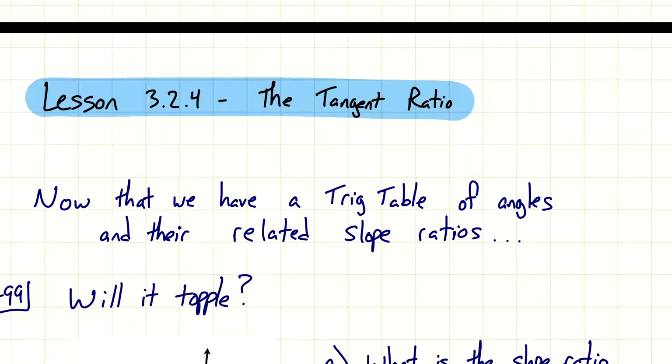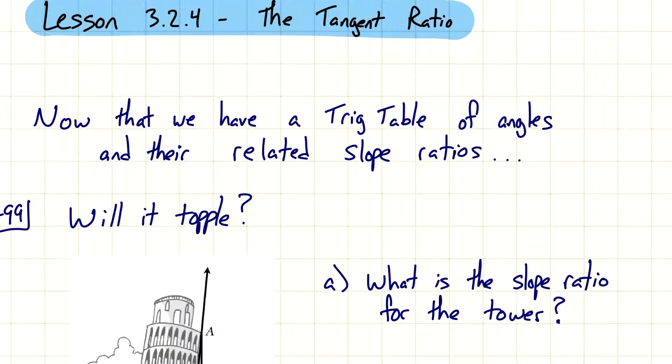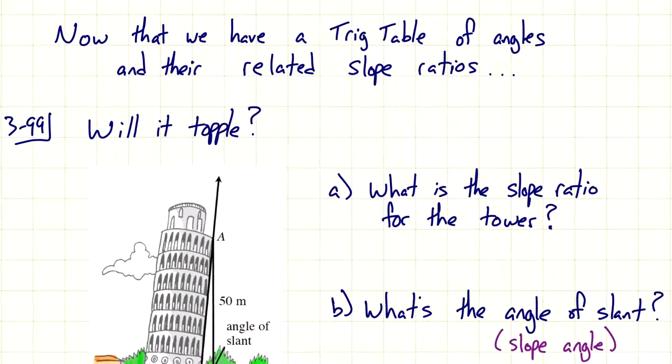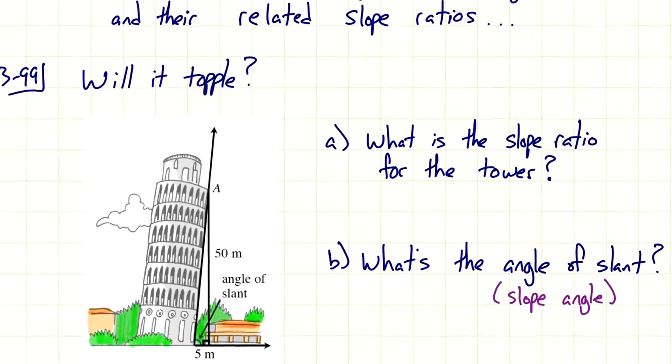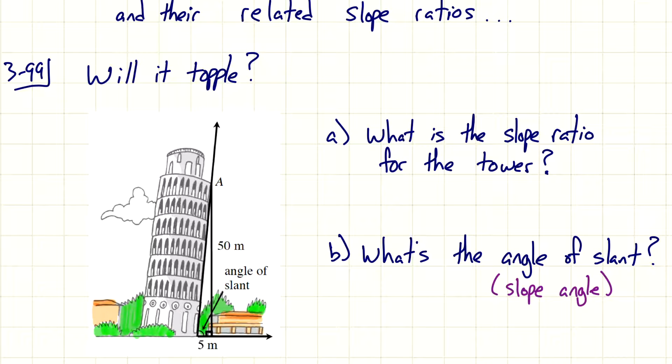And so now that we have a trig table of angles and the related slope ratios, let's go back to that original problem that we had with the Leaning Tower of Pisa. In one of the previous videos, I asked you if you thought this tower would topple, and some of you said yes, some of you said no, and at that point there was really no right or wrong answer. But now that we know a little bit more, let's see if we could come up with a clear answer to this. Maybe some of you will change your mind.